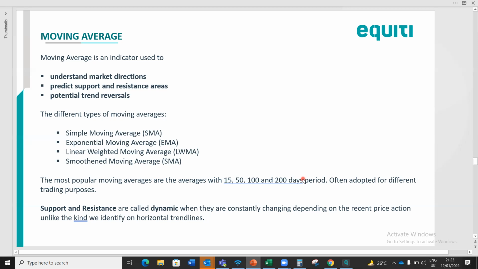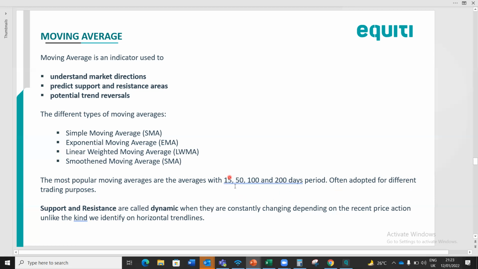It's a trend indicator that is used to understand market directions, predict support and resistance areas, and potential trend reversals. So the different types of moving averages are, one, the simple moving average, which is popularly known as the SMA, the exponential moving average, the linear weighted moving average, and then the smoothened moving average. These are four popular types of moving averages. The most popular moving averages are the averages of 15, 50, 100, and 200 days period. Now I'm going to be explaining that shortly.